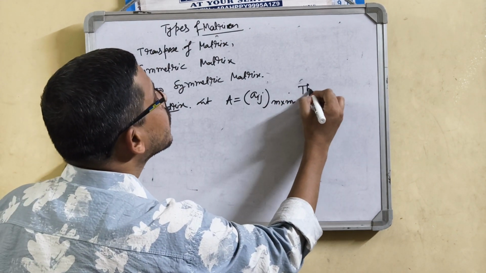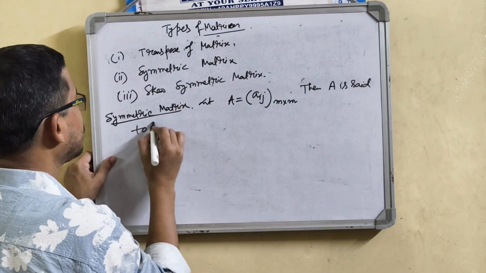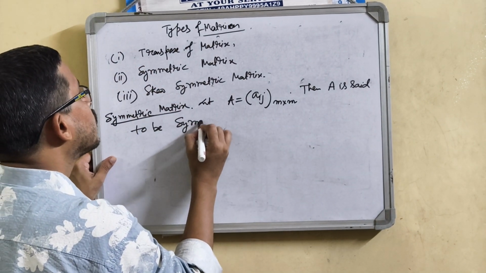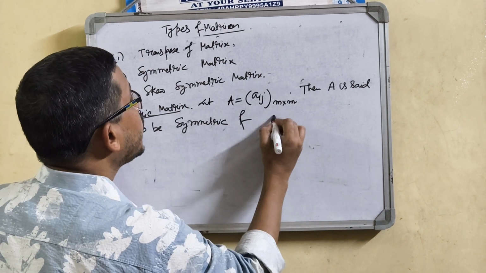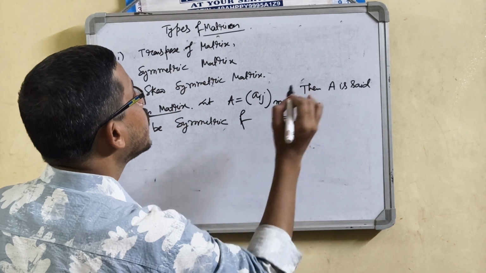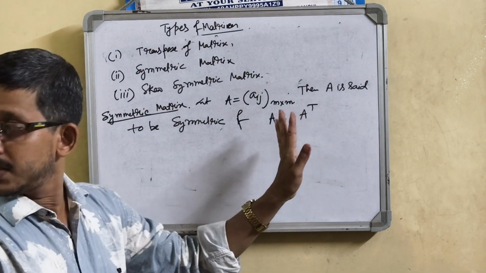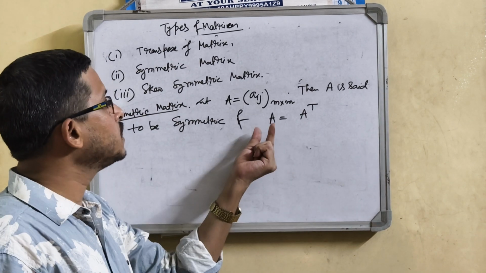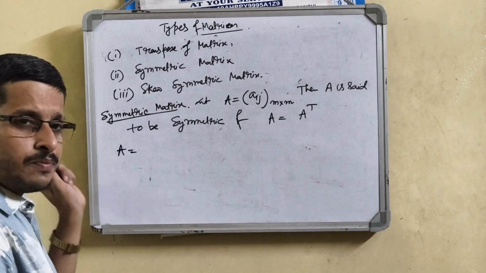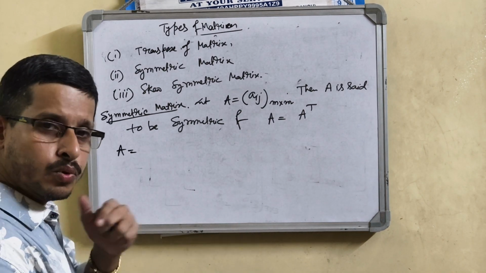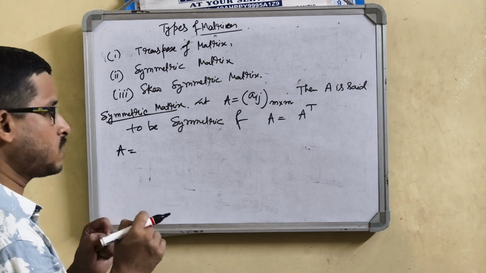Then A is said to be symmetric if A is equal to A transpose. That means A is said to be the symmetric matrix if A is equal to A transpose. What is the example? This is a very basic and popular example to understand whether a matrix is symmetric or not.